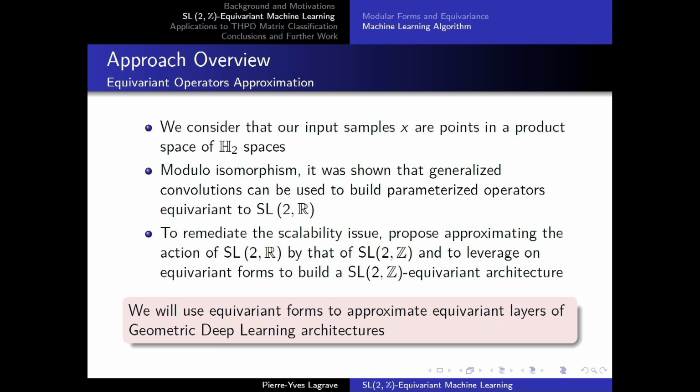And the second thing that we are going to do is to say that, in the previous approach, we had a succession of different equivariant layers, nonlinearities, pooling, and so on, which gives you a big equivariant architecture. Here, we are going to say that we want to approximate all of that by our equivariant forms. So this is going to be our approach.